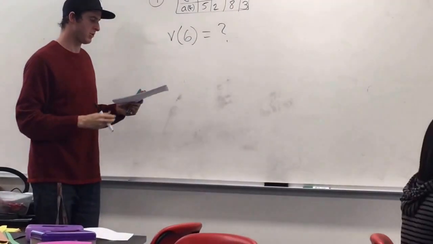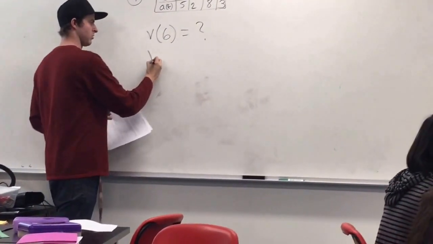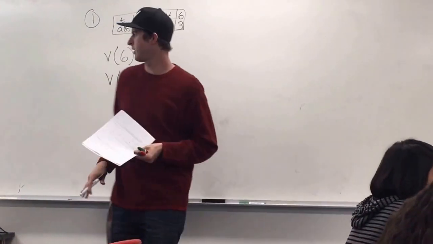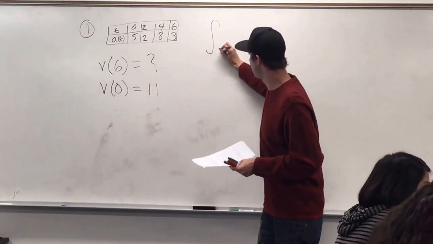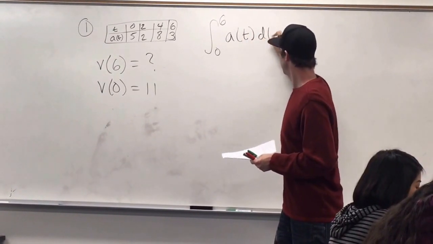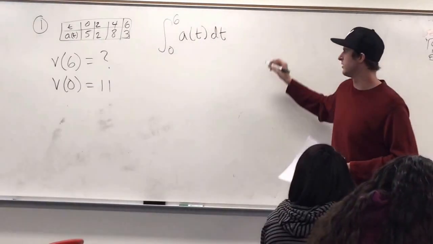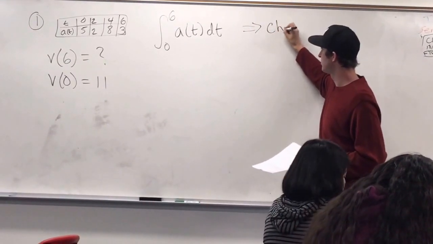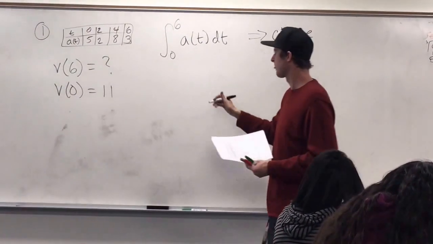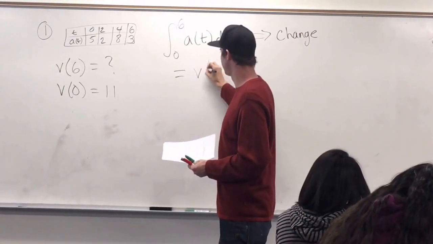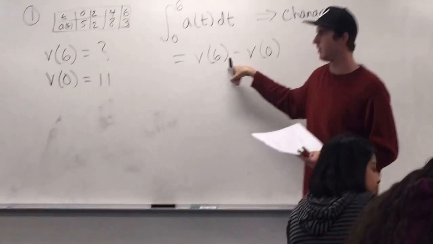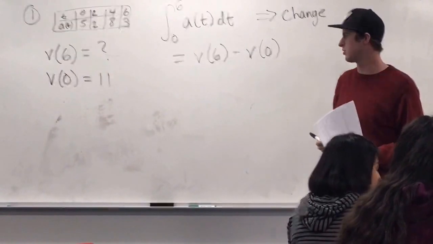And then the other information it gave us was that v of 0 is equal to 11. So remember what I said is when we do this integral, if we do the integral from 0 to 6 of acceleration, what the integral is going to tell us is the change. So if you want to set it up like the fundamental theorem of calculus, it's technically just v of 6 minus v of 0. This is the same thing. If you want to just think of it as a change, you could think of it as a change.